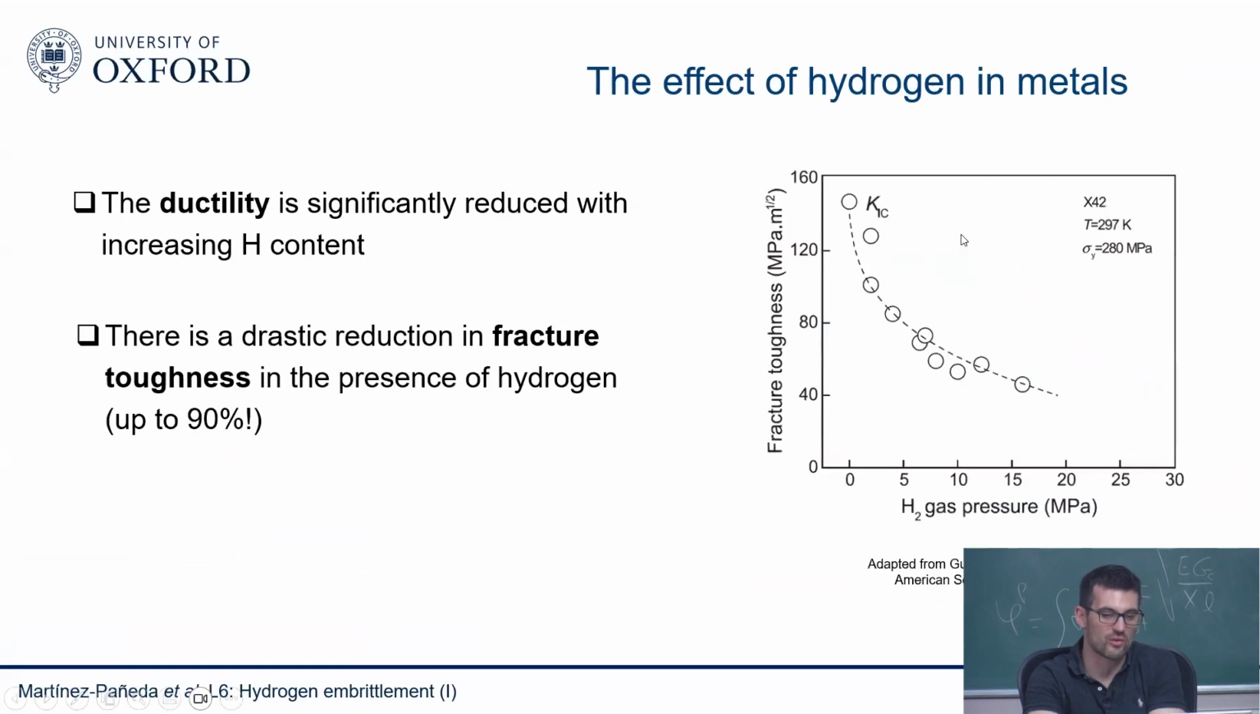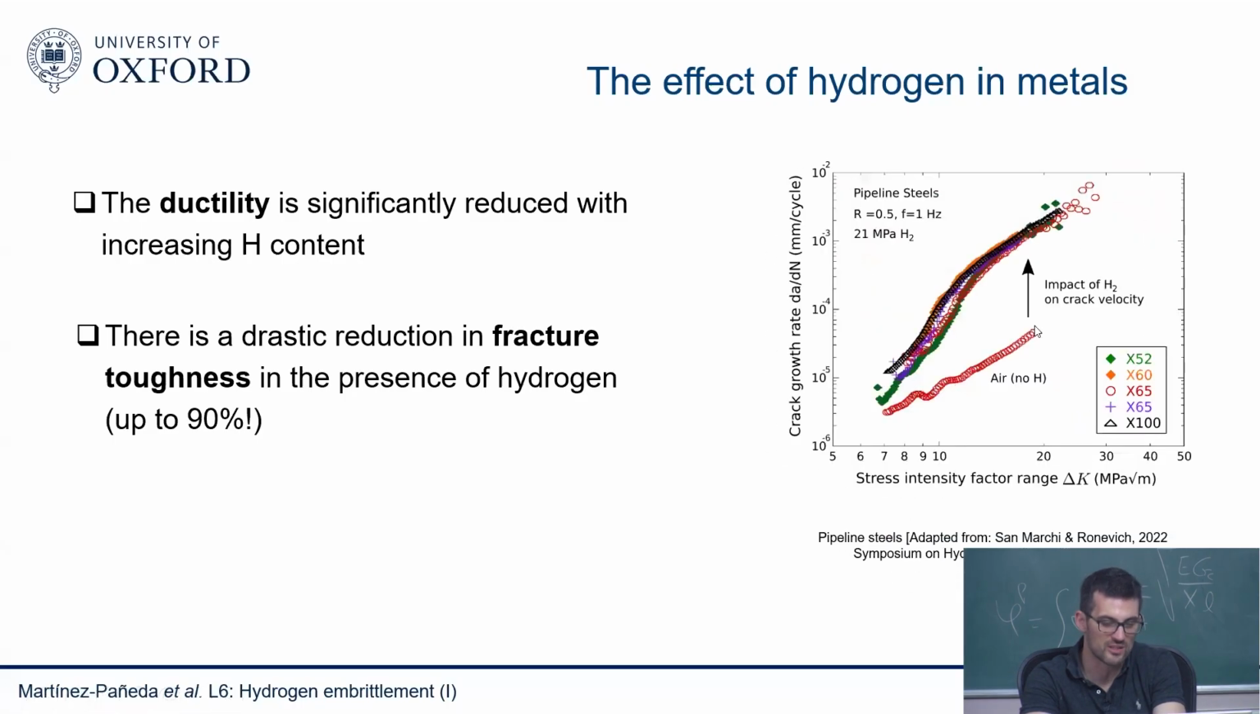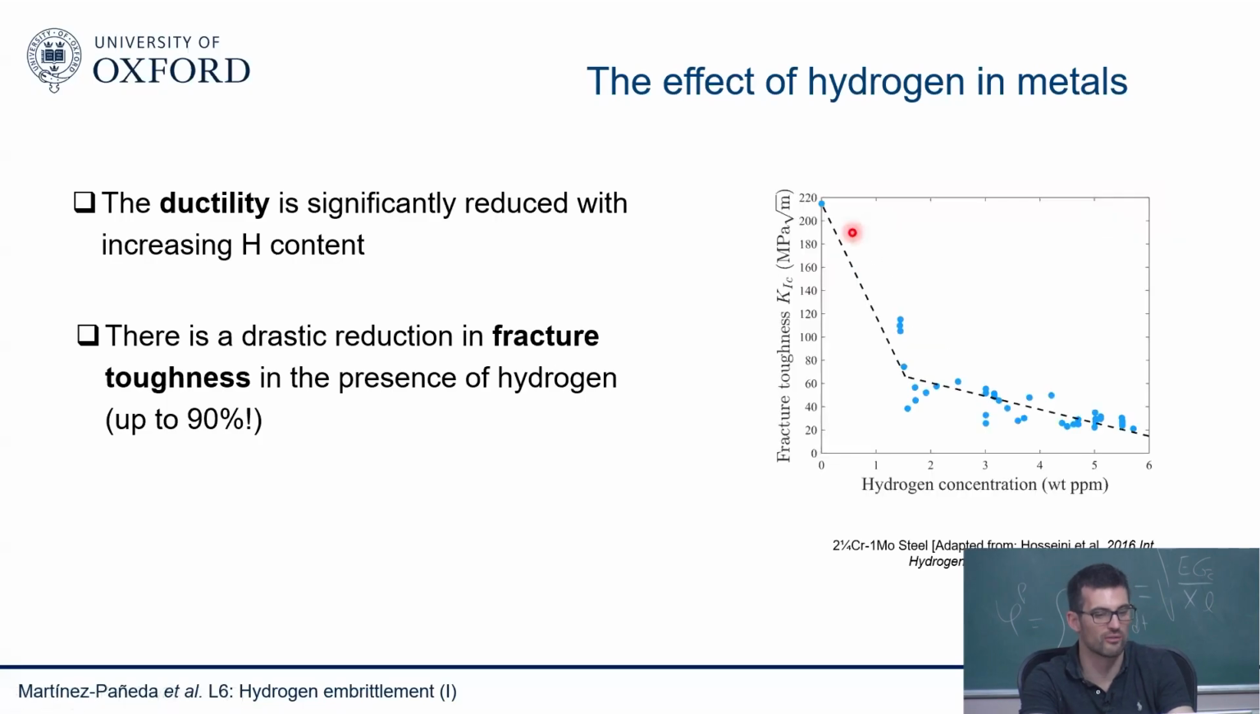We also discussed yesterday the reduction in toughness. This is data I didn't show yesterday, for, I think, X52 pipeline steel. You can see how the fracture toughness is decreasing as you increase your hydrogen pressure. And what is interesting, and something I didn't have time to discuss yesterday, is that the susceptibility to hydrogen embrittlement increases with the material strength. So this is for a pressure vessel steel, this is for a pipeline steel. This is the fatigue. Again, all of this was discussed yesterday, so the effect you see is fracture toughness being reduced with hydrogen content. You can see it here for the pressure vessel steel.